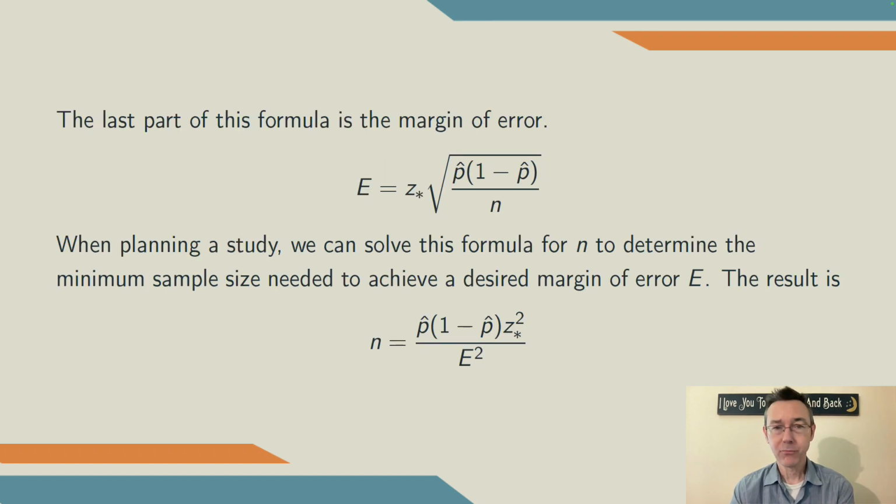So if we take that formula for the margin of error and we do a little bit of algebra and solve it for n, I'll spare you those steps, we get the formula at the bottom here. p hat times 1 minus p hat times z star squared over e squared. So on the surface it appears we can just plug into that to get the n when we know our e.